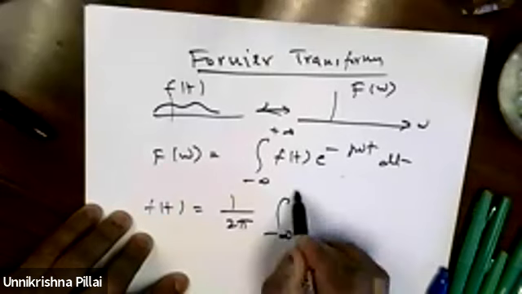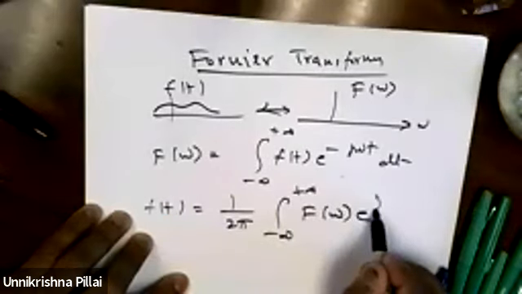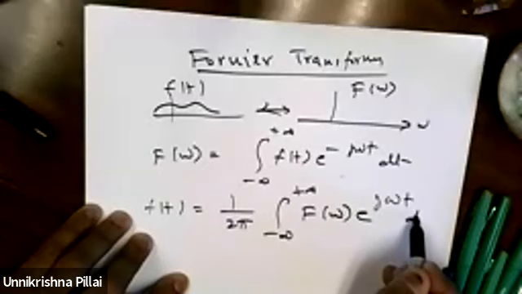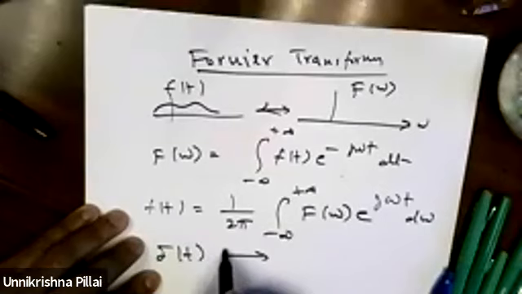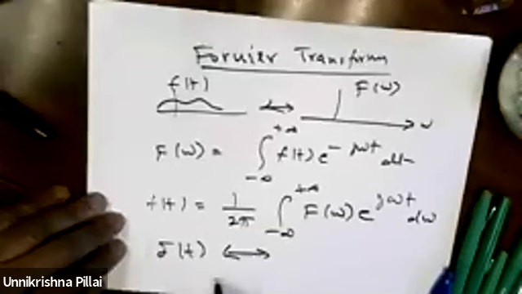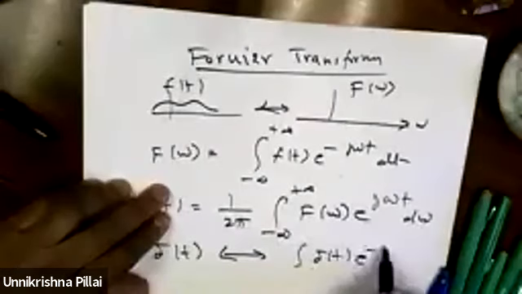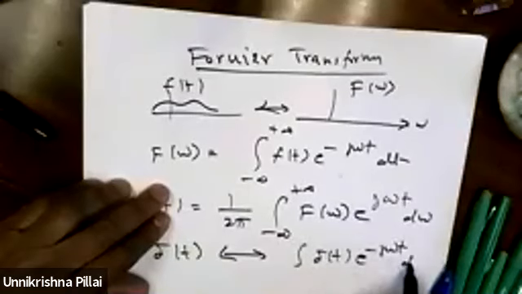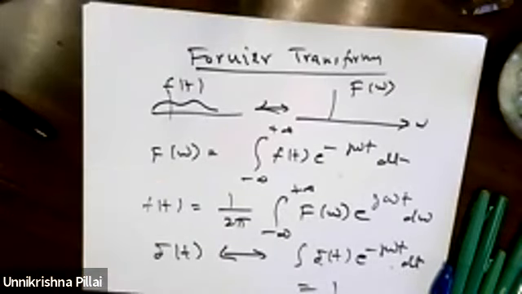And the inverse relation is this. So let's do the Fourier transform of a delta function. What is it? That's pretty clear, right? So this is the integral of the delta function multiplied by e raised to minus j omega t dt. A delta function multiplied by any function is evaluated at t equal to 0. So this turns to 1. So this is the key expression.